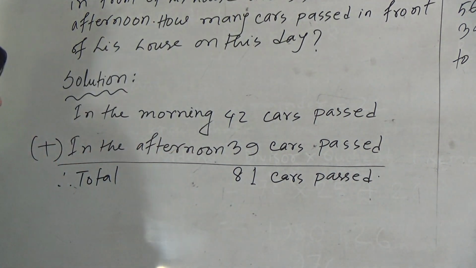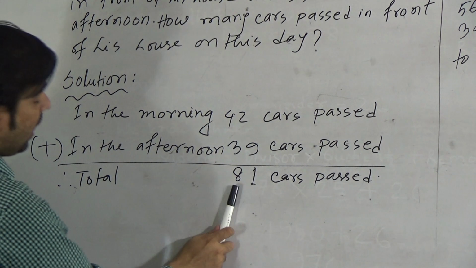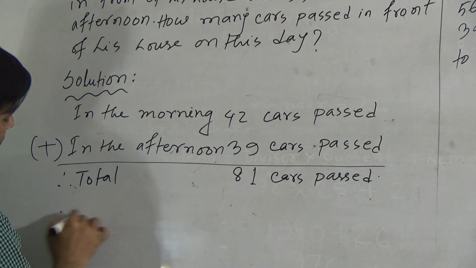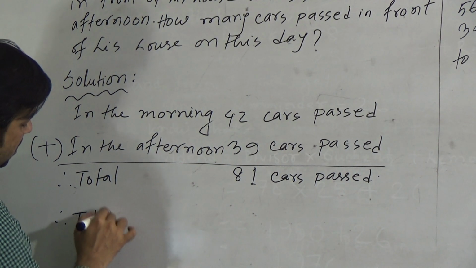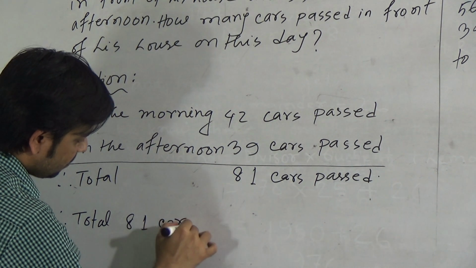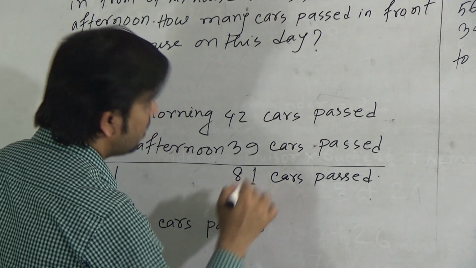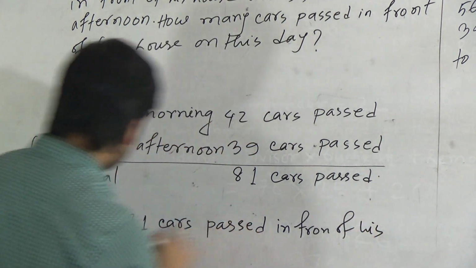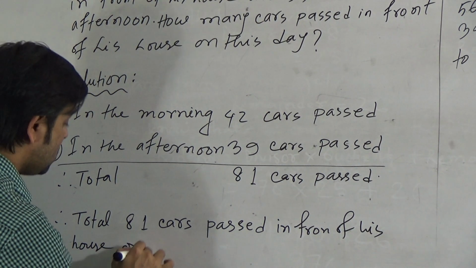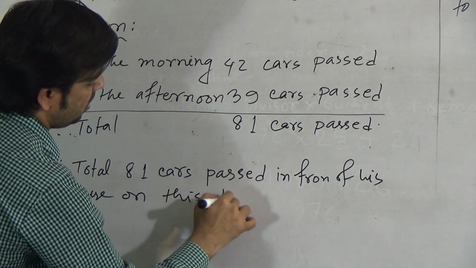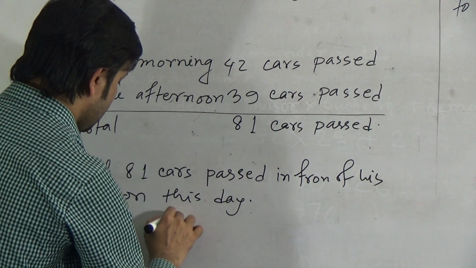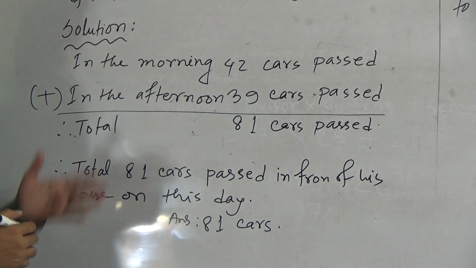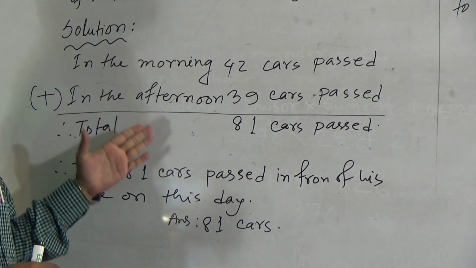So we can write, therefore 81 cars passed in front of Akash's house on this day. Therefore total 81 cars passed in front of his house on this day. Okay dear students, so we can write answer of this question is 81 cars. Okay dear students, so I hope you have understood the solution of question 11.